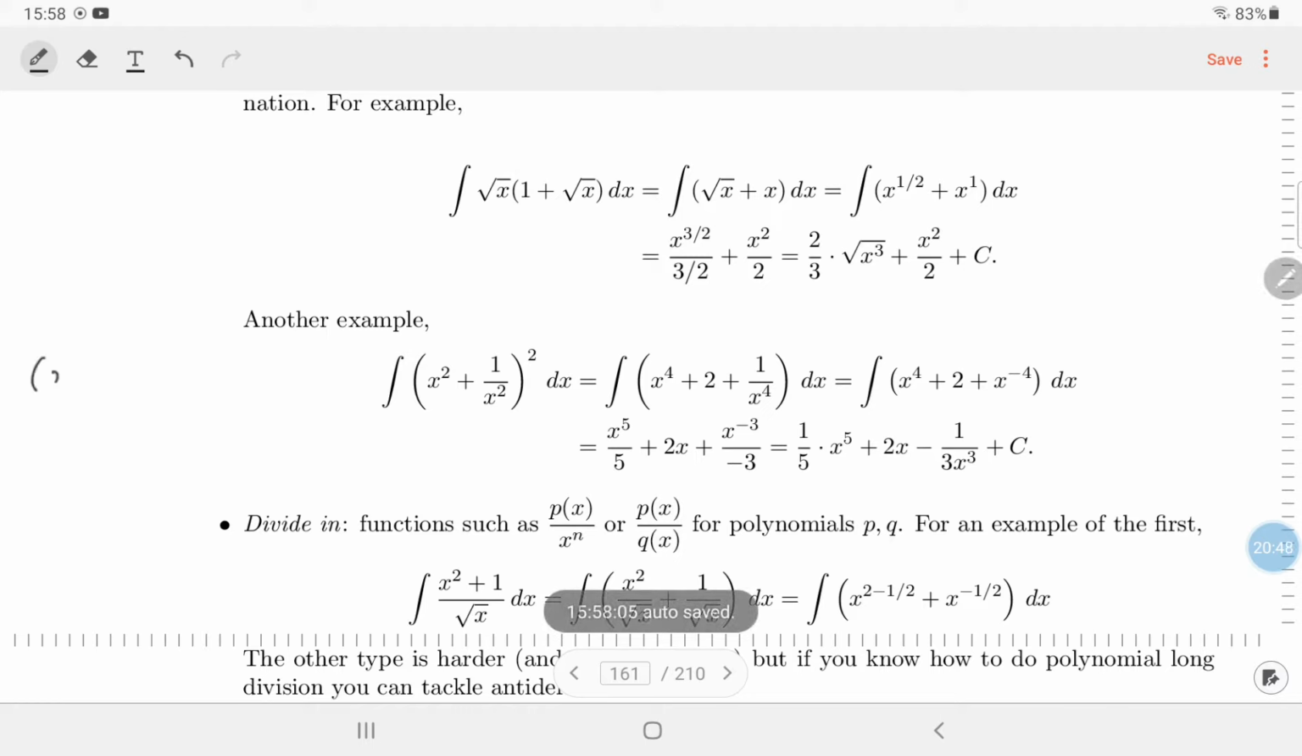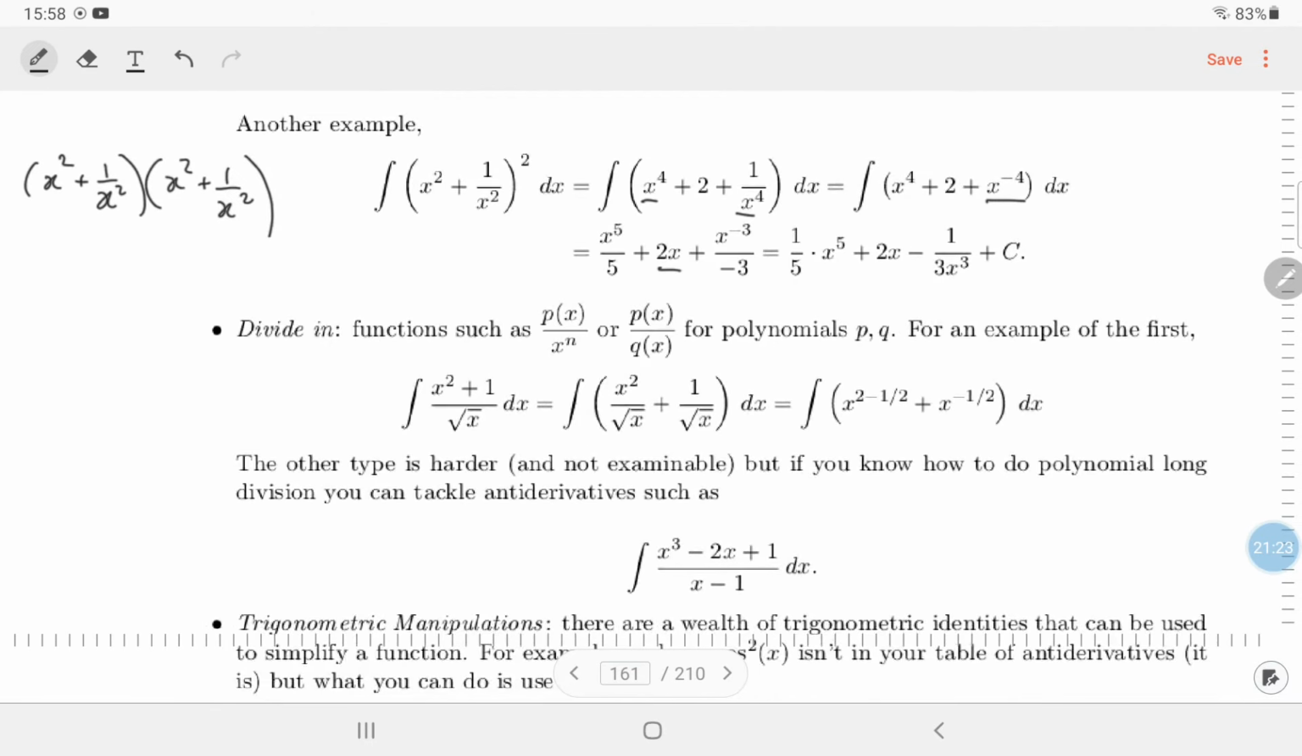So I'd be doing x squared plus 1 over x squared times x squared plus 1 over x squared, and I'd get x squared by x squared to give me x to the 4, 1 over x squared by 1 over x squared to give me 1 over x to the 4, and then the x squared by 1 over x squared to give me 1, and the 1 over x squared by x squared to give me another 1, so that would give me the 2. And then you're just using that division by x to the 4 as a negative power, and now the 2 might catch you. What do you differentiate to get 2? 2x. Okay.